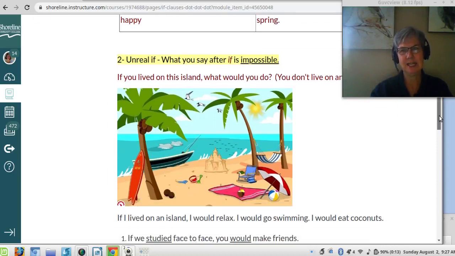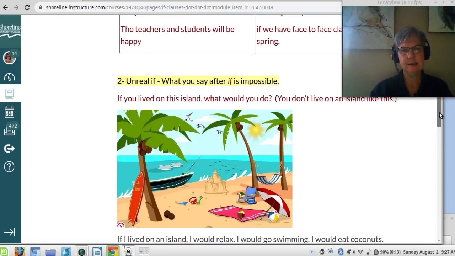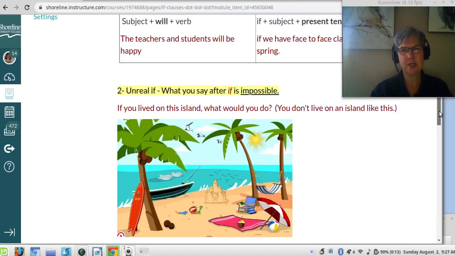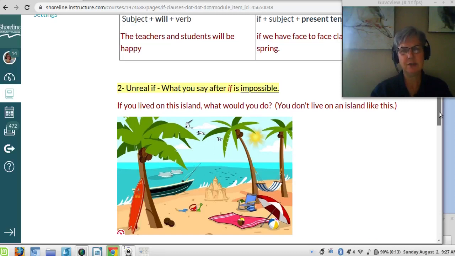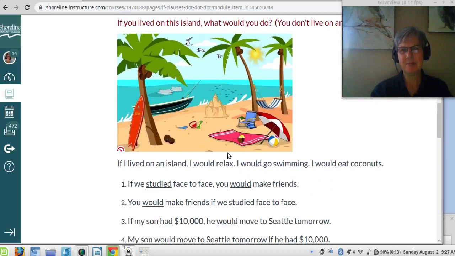Maybe you're in Thailand or Taiwan and live on a small island there. I think there are islands near Taiwan, islands near Thailand, but I don't think you live on the island. So then I have to say would, and past tense. If I lived on the island, I would relax, I would go swimming, I would eat coconuts.